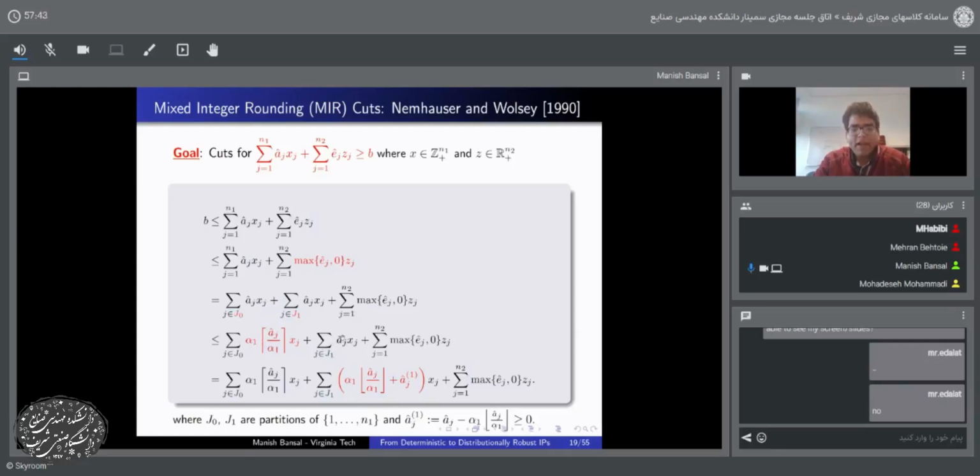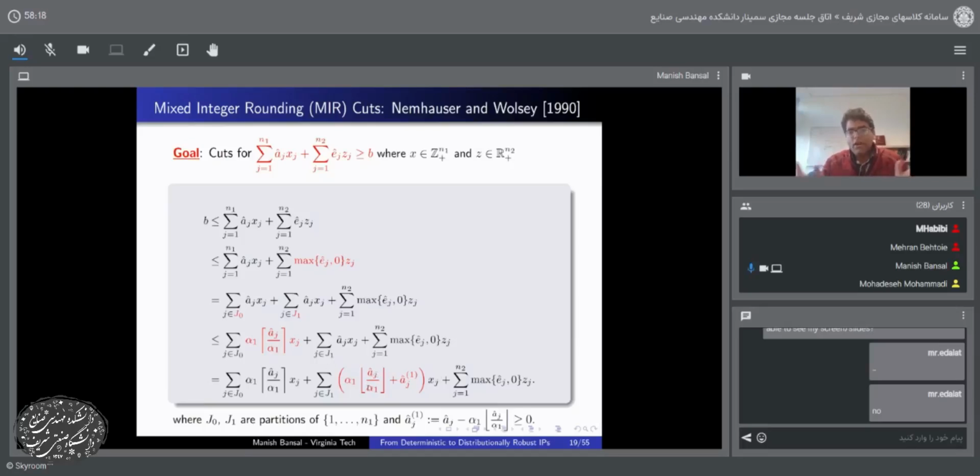At the same time, I will replace this a hat j. I'm going to write it in terms of alpha 1 times ceiling of a hat j by alpha 1, plus this remainder, which is the leftover. I'm just rewriting this a hat j in this form. Alpha 1 could be any arbitrary number I have picked, and I'm just writing it in terms of the remainder and alpha 1 times the integer value that I have.